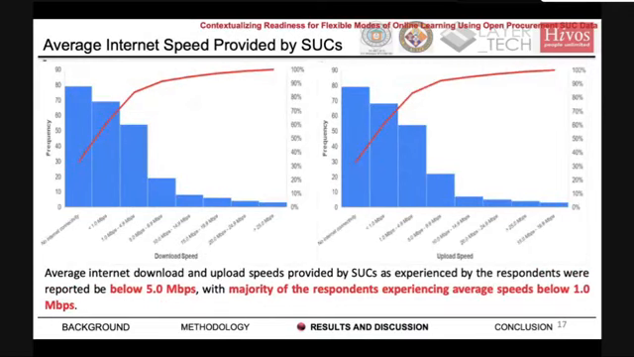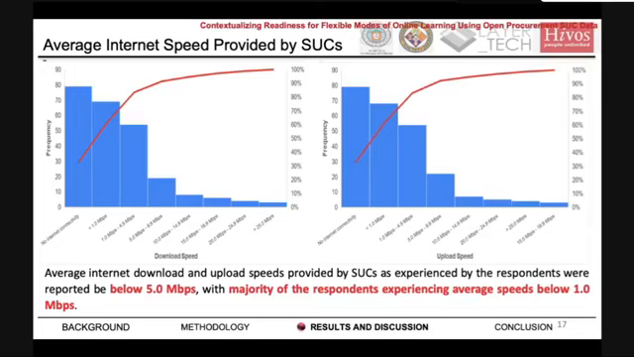Next slide is for the average internet speeds provided by the SUCs. Around 80% of the respondents reported a speed of 5 Mbps and below. And the majority of that 80% are experiencing an average internet speed, both download and upload, of 1 Mbps. So it is very slow. It cannot support video streaming.